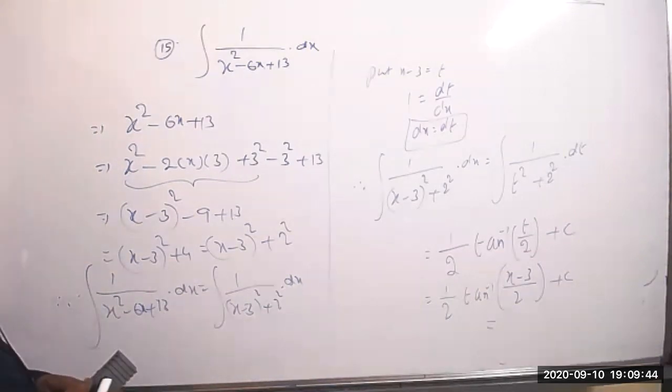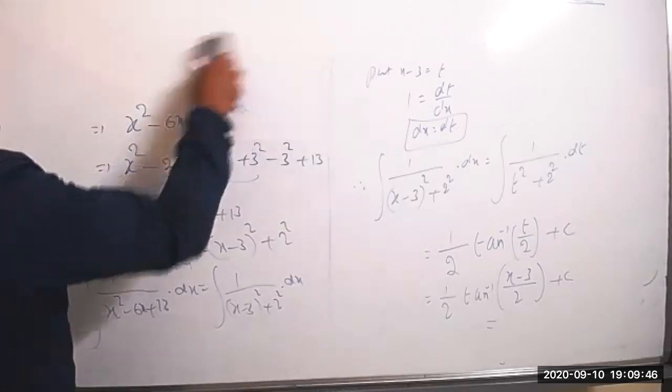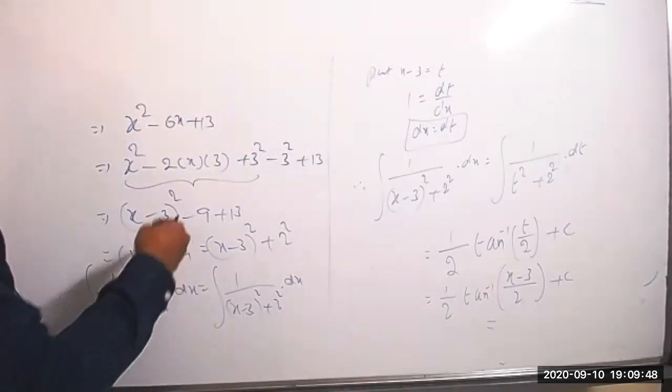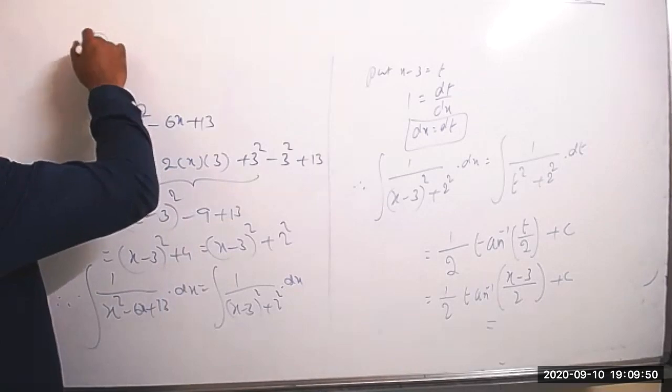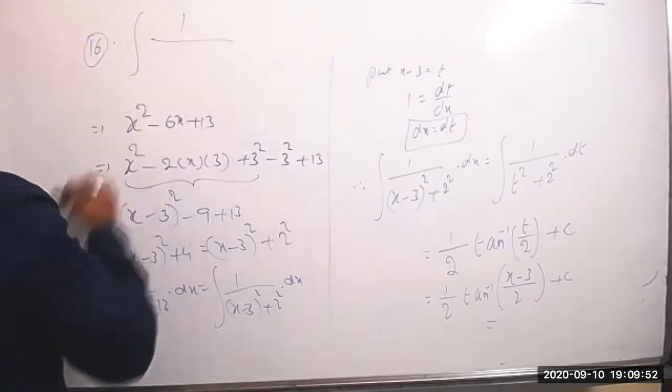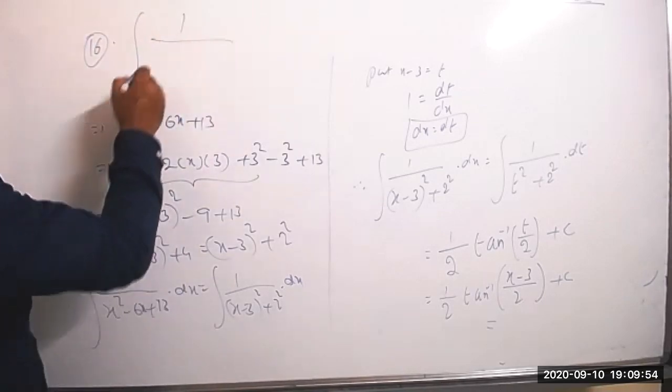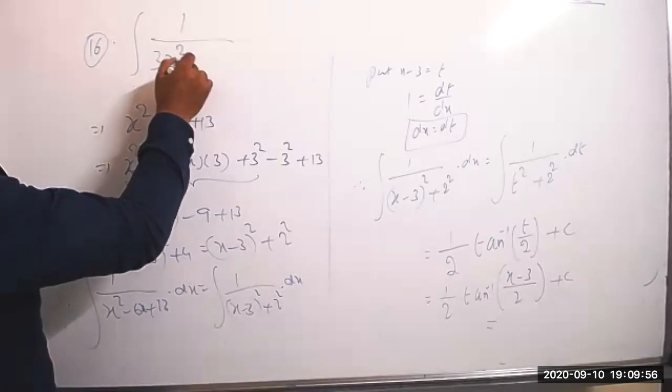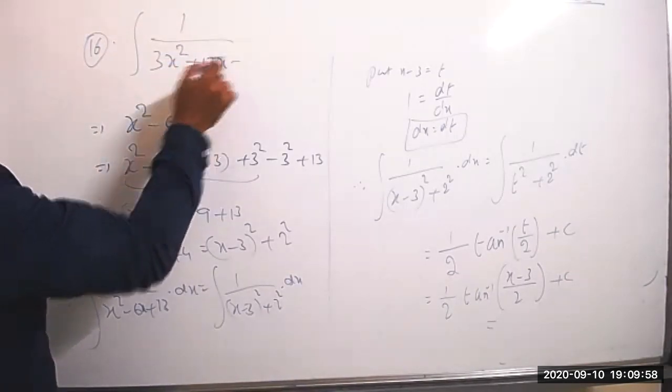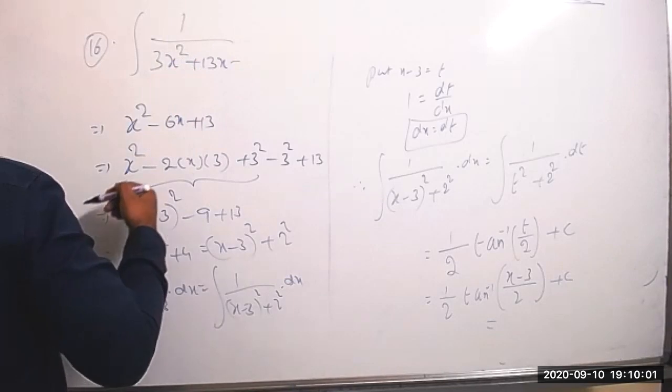Okay. Next, the 16th one, integration of 1 by 3x square plus 13x minus 10.